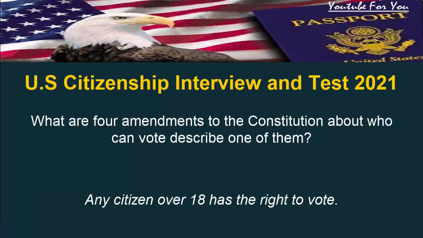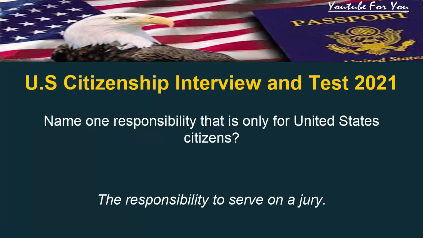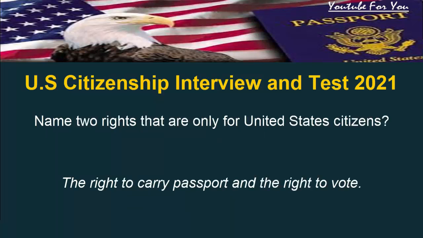What are 4 amendments to the Constitution about who can vote? Describe one of them. Any citizen over 18 has the right to vote. Name one responsibility that is only for United States citizens. The responsibility to serve on a jury. Name 2 rights that are only for United States citizens. The right to carry a passport and the right to vote.